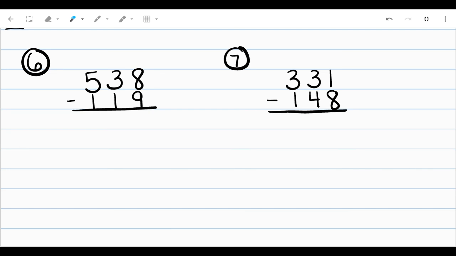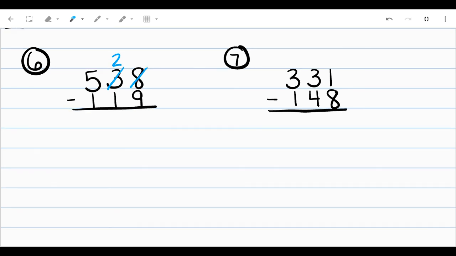So when we start in our ones column, we have 8 minus 9. Well, what I see is we can't do it because we have more on the floor. So we have to go next door. I take one away. My 3 becomes a 2. And I add 10 more. So my 8 becomes an 18. And you can see that I'm trying to be very neat with my numbers, keeping them straight above so that they don't get mixed up with which numbers I'm talking about. So now I have 18 minus 9. And again, that's our double, so we know 18 minus 9 is 9. Then we go to our tens. 2 minus 1, which is 1. And then we have our hundreds, 5 minus 1, which is 4. So my difference for number 6 is 419.